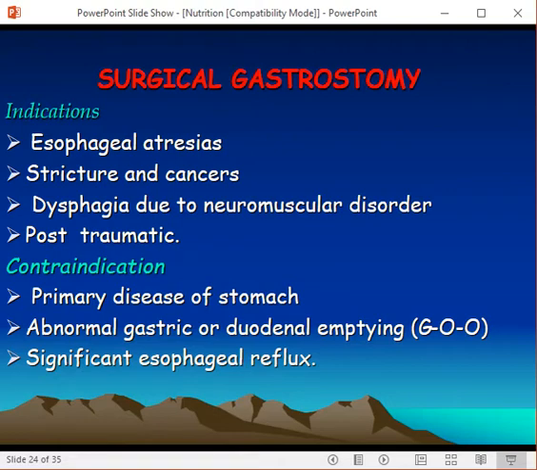This is a contraindication for this gastrostomy. And abnormal gastric duodenal emptying. There is a gastric outlet obstruction. This is another contraindication for this surgical gastrostomy. And if there is significant esophageal reflux, it is another contraindication.